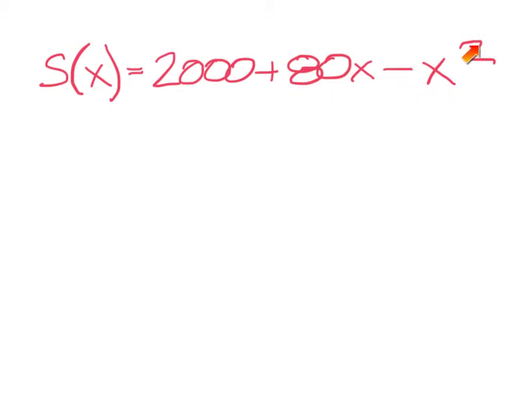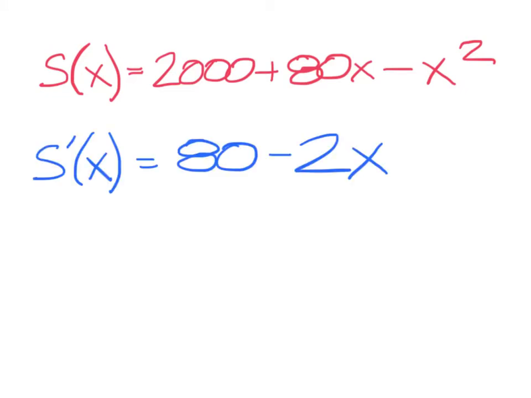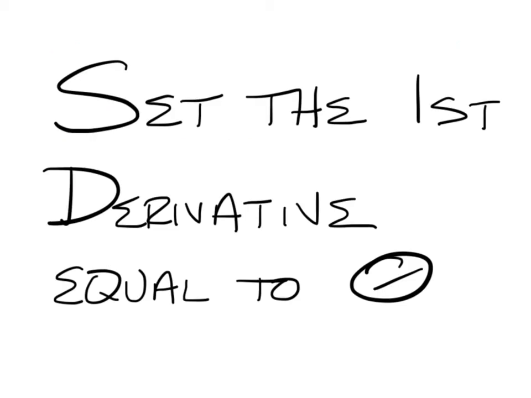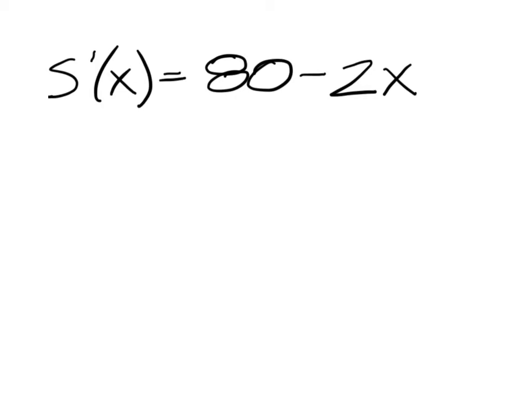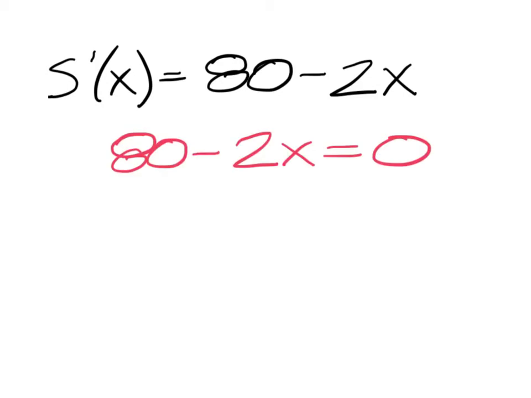Now do what? Set the first derivative equal to 0. Sales prime of x equals 80 minus 2x. So set that equal to 0. Move the 80 to the right, change the sign. Divide by -2. And you'll come up with an answer of x equals 40.